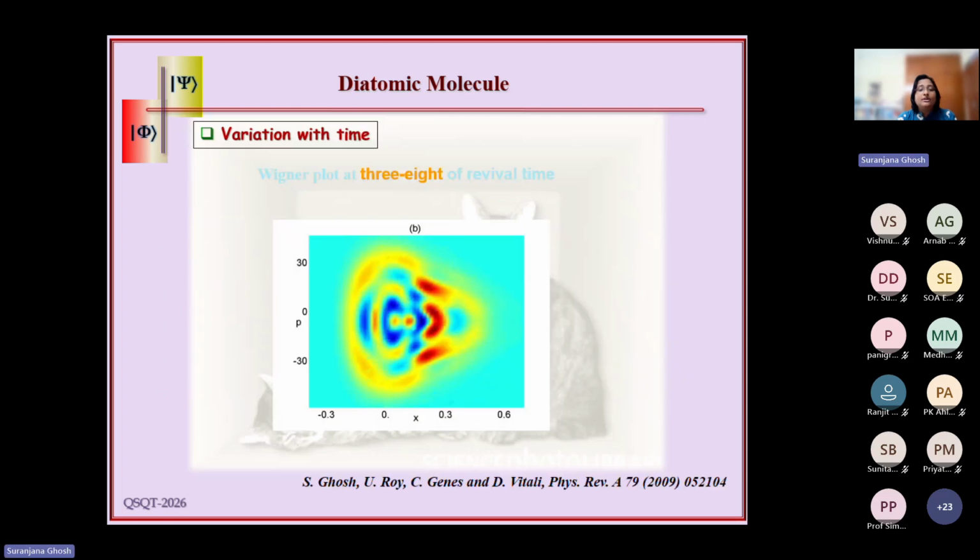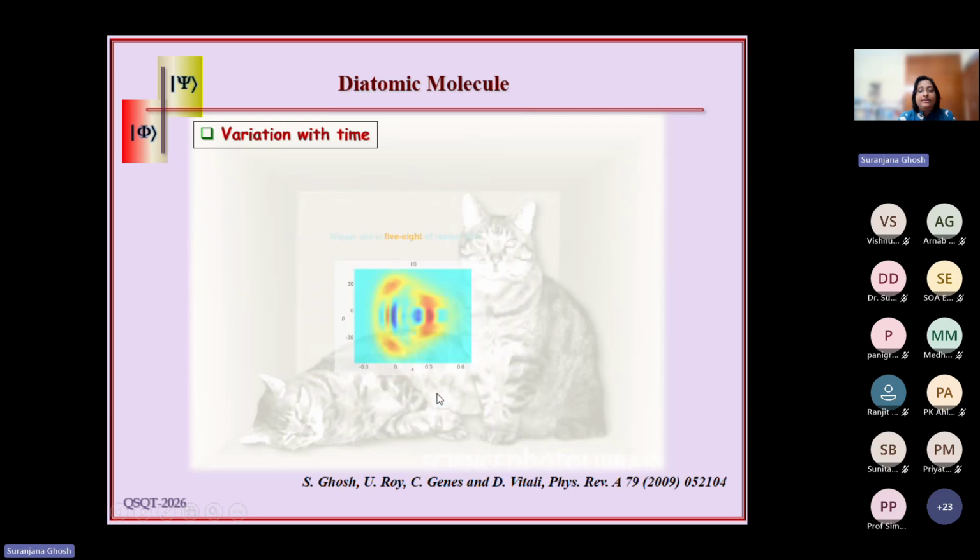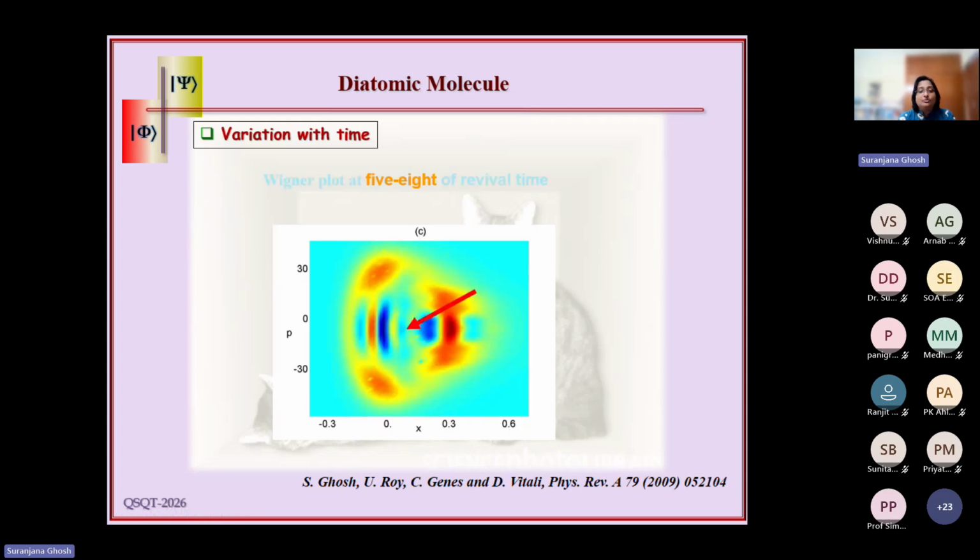This is for longer time evolution. Suppose we wait for a longer time, obviously the system-environment coupling will be strong, and the effect will be very prominent. So this is at 3/8 of the revival time. We see the central region is going to vanish, and at 5/8 of the revival time, it almost vanishes. So we got interesting results when we studied the diatomic molecule in the presence of decoherence.